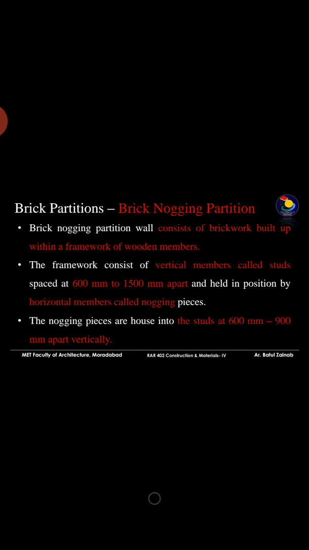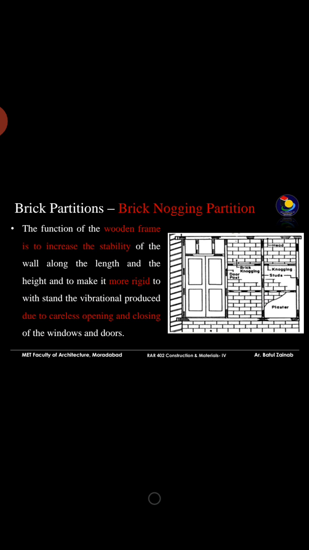The framework consists of vertical members that are called studs, which are spaced at 600 to 1500 mm apart and held in position by horizontal members called nogging pieces. The nogging pieces are housed into the studs at 600 to 900 mm apart vertically. So how they look, you can see in the figure itself. The vertical members are the studs and the horizontal ones are your nogging pieces.